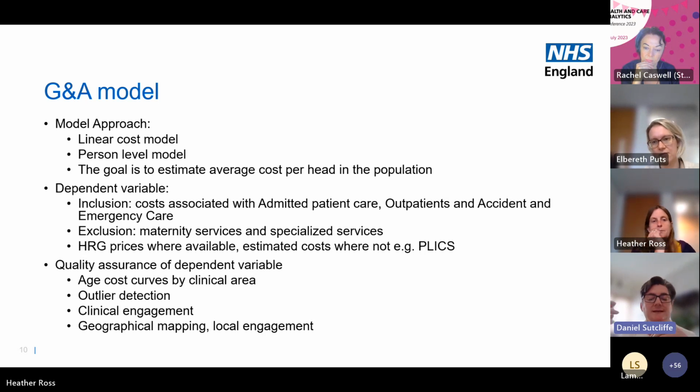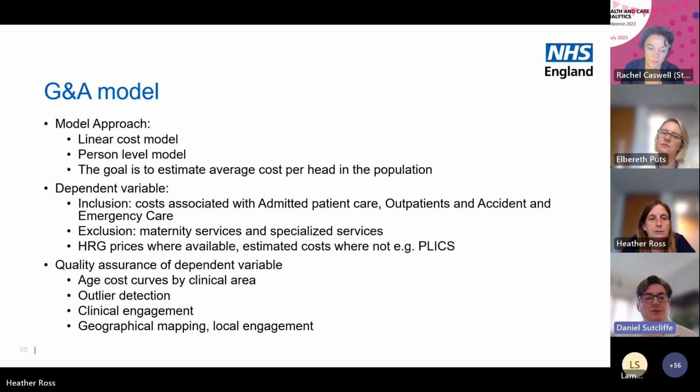So what we're looking at is everybody who is registered at a GP practice in England at a certain date. So that's around 59 million observations. And the goal is to estimate an average cost per head in the population. So that's our goal. We want to know the average cost by age and sex by GP practice ultimately in the population. But we model it at a person level.